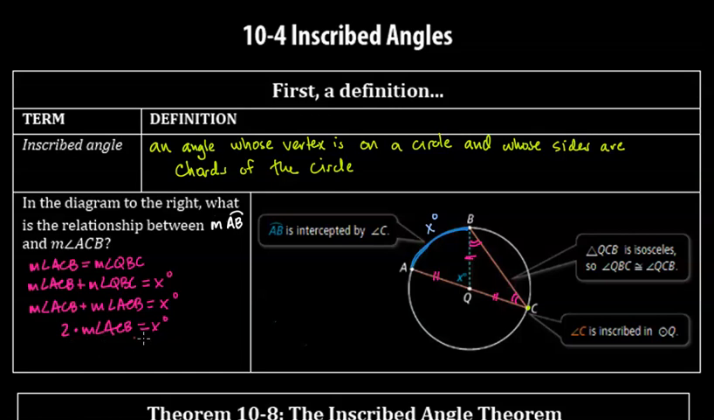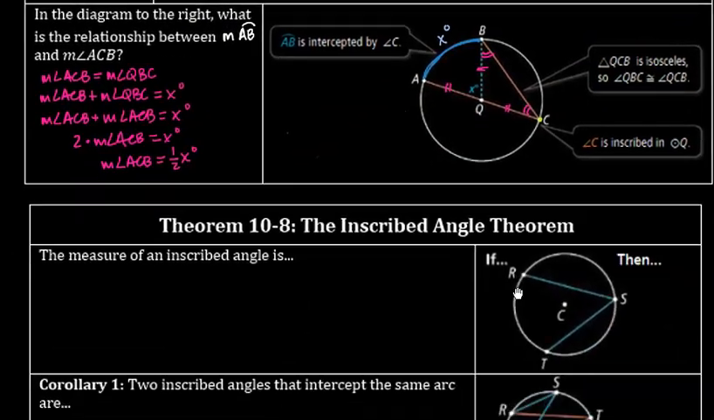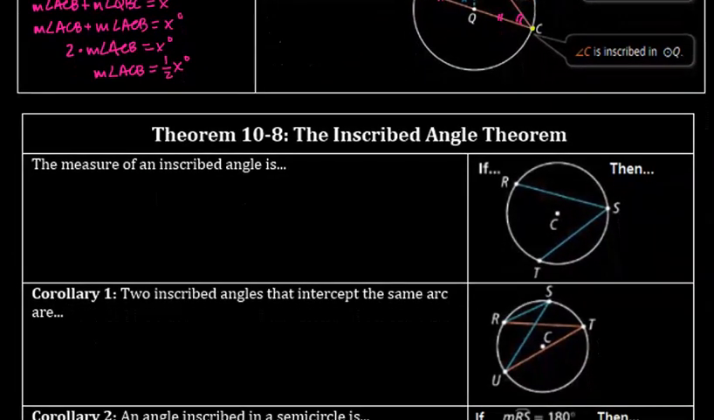And then if I divide both of these sides by 2, the measure of angle ACB will be 1/2 of x degrees. And so you can see the relationship that we were looking to describe, the relationship between the measure of this arc and the measure of this angle, is that the angle here is guaranteed to be half of what the arc is. And so that's an interesting relationship that is going to be our first theorem that we're going to talk about in this video.